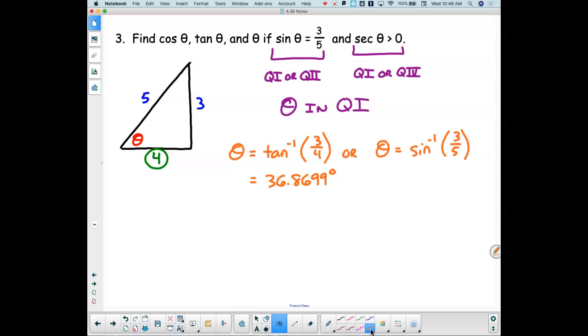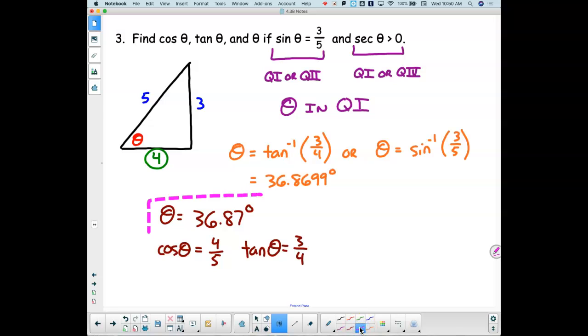Yes? How come when you keep plugging in, it keeps on dividing by pi? Because mine's in radians. Oh, okay. Okay? So my theta is 36.87 degrees. My cosine of theta is 4/5. Needs to be positive because I'm in quadrant number 1. My tangent of theta is 3/4. Also needs to be positive because I'm in quadrant number 1.